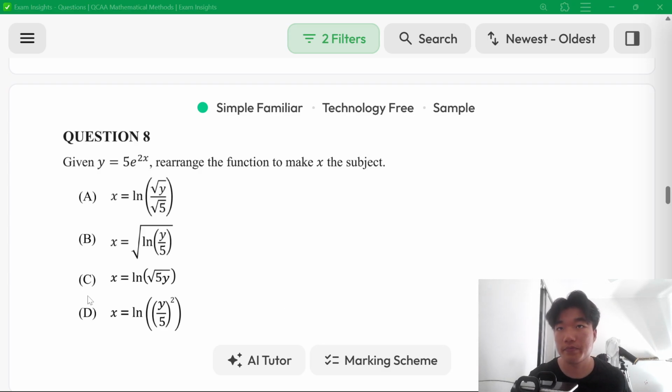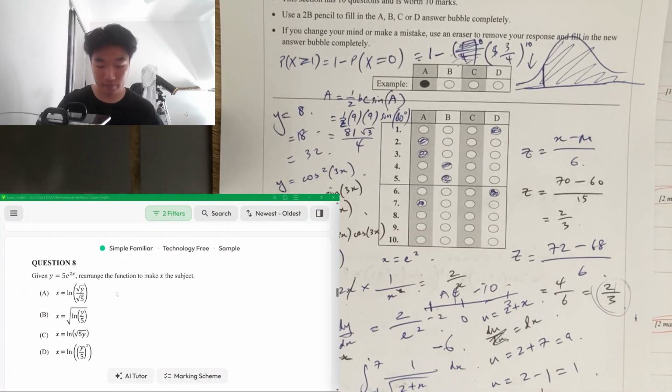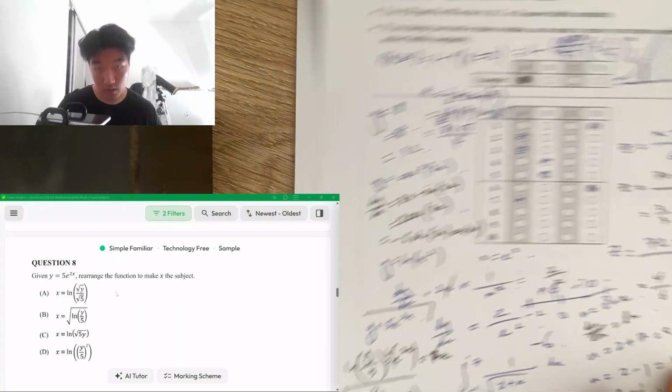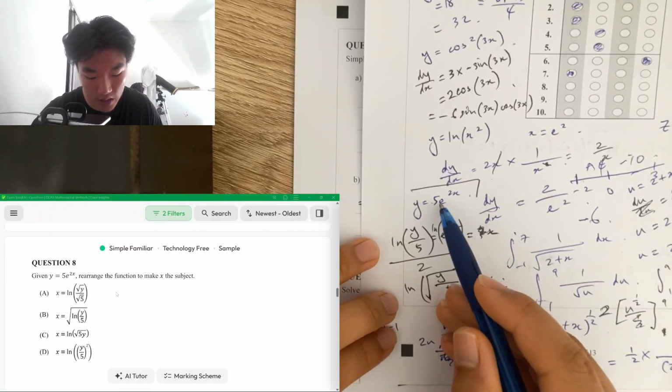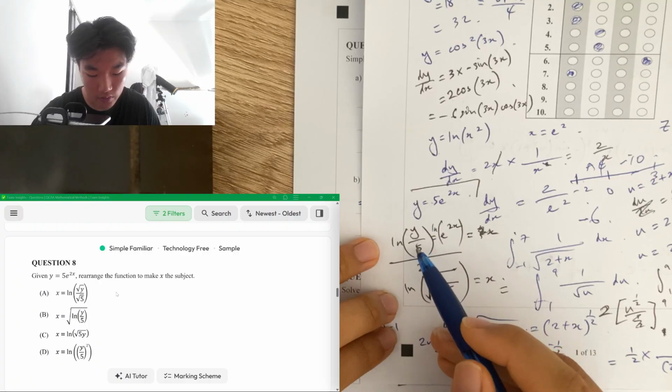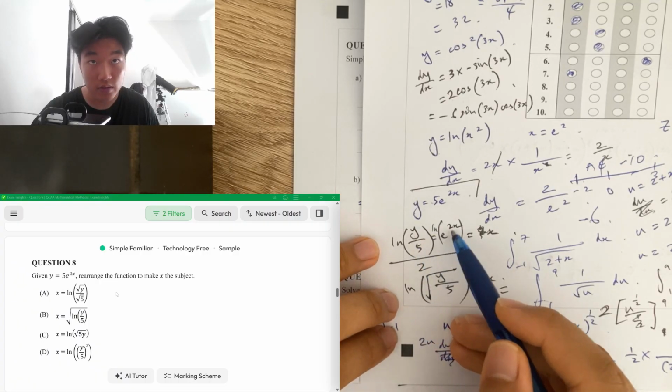Question 8. Given y equals 5 e to the negative 2x, rearrange the function to make x the subject. Immediately we should be thinking there's a constant at the front, the coefficient out the front, so we divide by the coefficient. This is the first line of working. We divide by 5 on both sides to get y over 5, and then we have e to the 2x.